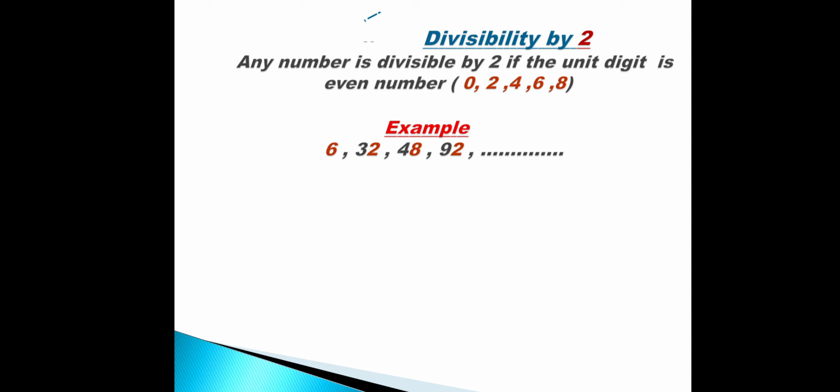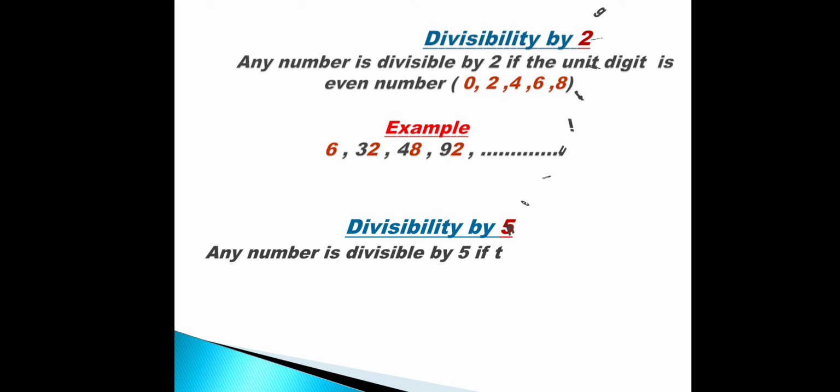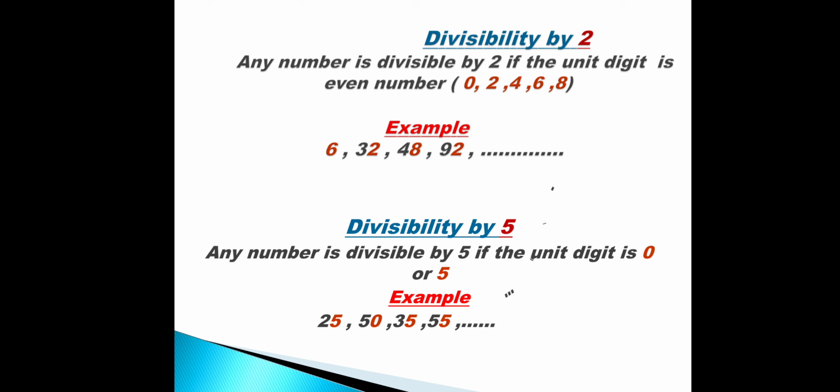Divisibility by 2. Any number is divisible by 2 if the unit digit is an even number: 0, 2, 4, 6, 8. Example: 6 is divisible by 2. 32 is divisible by 2 because it ends in 2. 48 is divisible by 2 because it is an even number ending in 8. 92 is divisible by 2 because it ends in 2.